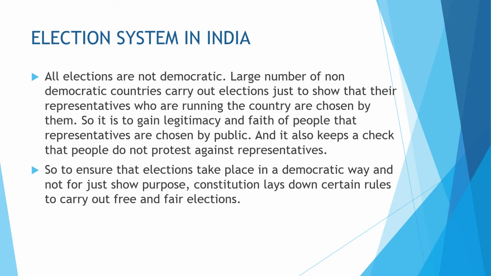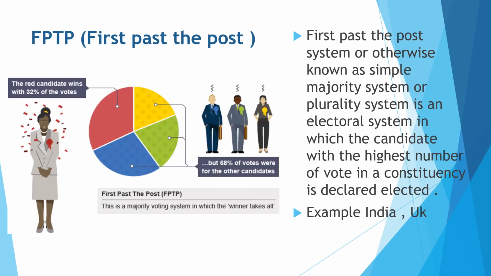For understanding this entire election system in India, we need to understand two electoral systems, which we are going to do today. The first one is FPTP and the other one is PR. So let's start with the first electoral system, that is FPTP.